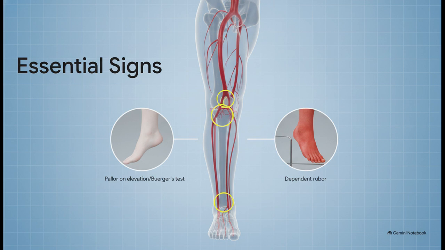And I highly recommend getting familiar with Buerger's test. You just elevate the patient's leg, and if the sole of their foot goes pale, well, the test is positive. It means the arterial pressure simply isn't strong enough to pump blood uphill against gravity.